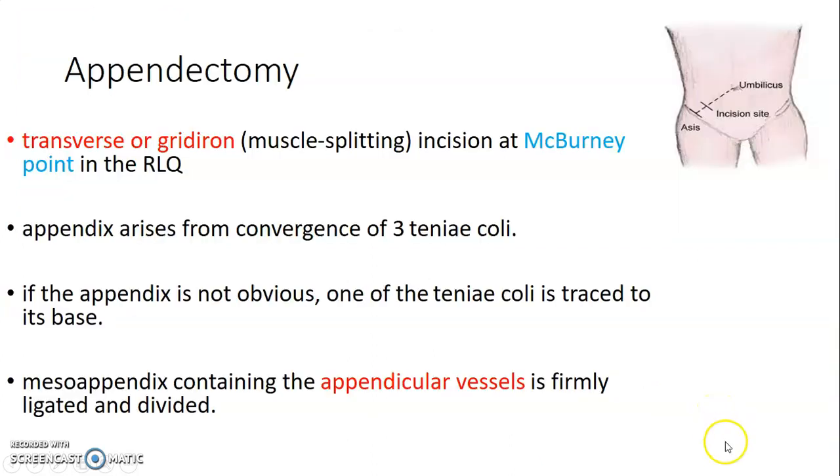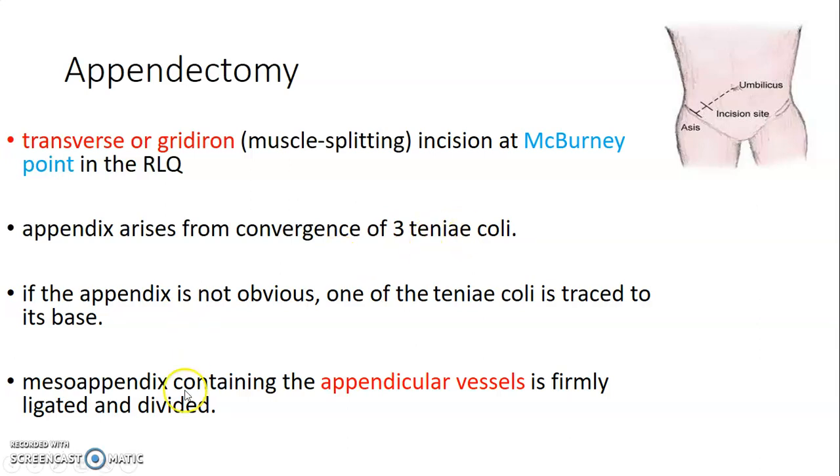So appendectomy is when you do an operation at McBurney's point. You put a transverse incision so that you identify the appendix. How do you identify it? You get the tinea coli where they converge. That's where you look for the appendix. Because remember, we said the tinea begin at the base of the appendix. So where the tinea converge, that's the position of the appendix. So if the appendix is not obvious, you just look for the tinea coli and trace it to the base.